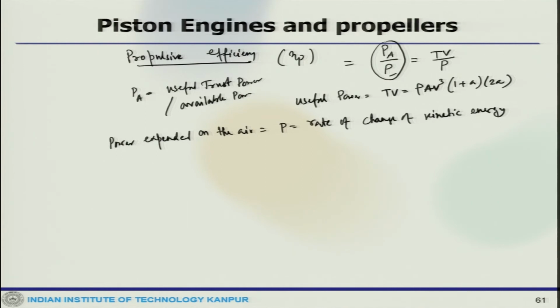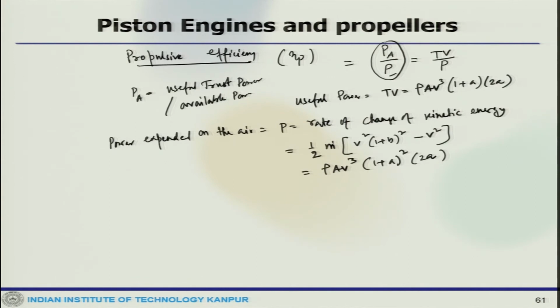So, that becomes half m dot v square (1 plus b) square minus v square, which is rho a v cube (1 plus a) whole square 2a.